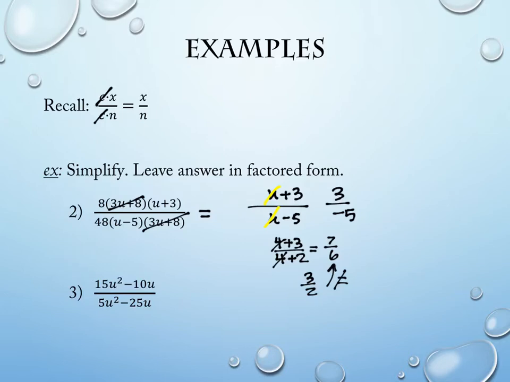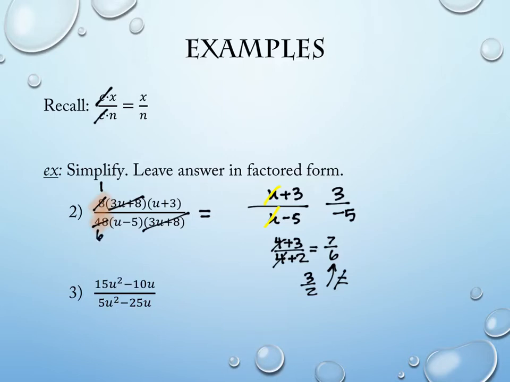So that's why it's appropriate for us to cancel the 3u plus 8s out, but it's not appropriate for us to cancel out, say, just the u. Now, I haven't quite finished because I still have this 8 and the 48. Do 8 and 48 have any factors they both divide by? They do. They both divide by 8. So 8 divided by 8 would be 1. What's 48 divided by 8? Yeah, it's 6.